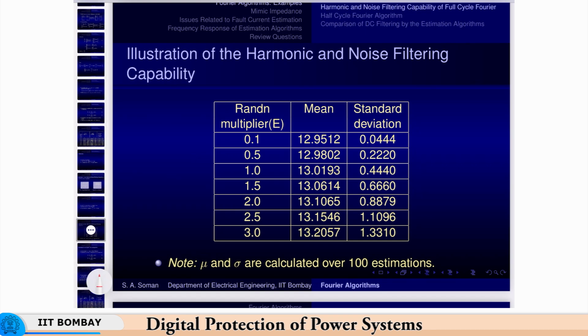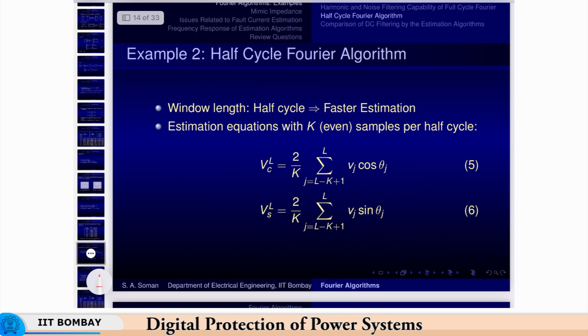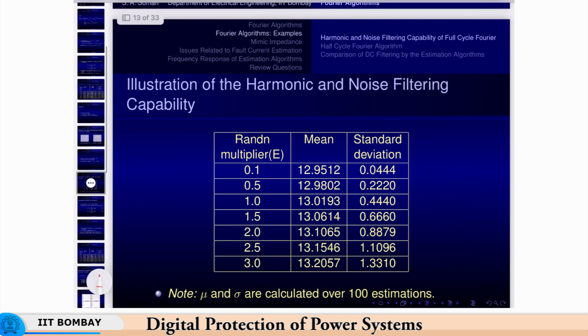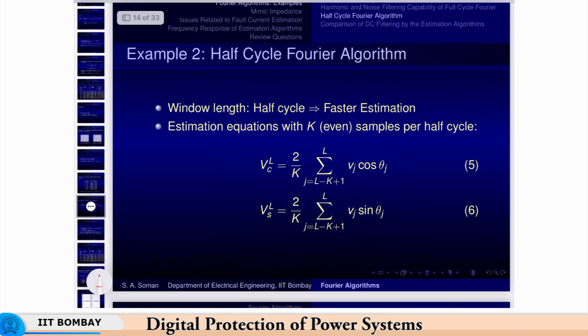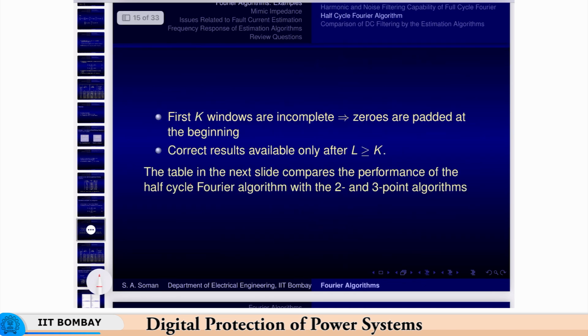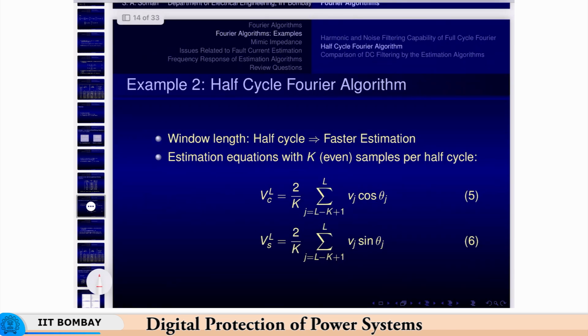So, we can conclude that the full cycle algorithm gives a good accuracy. Okay. Now, we were here, so we conclude that the accuracy obtained is quite okay.